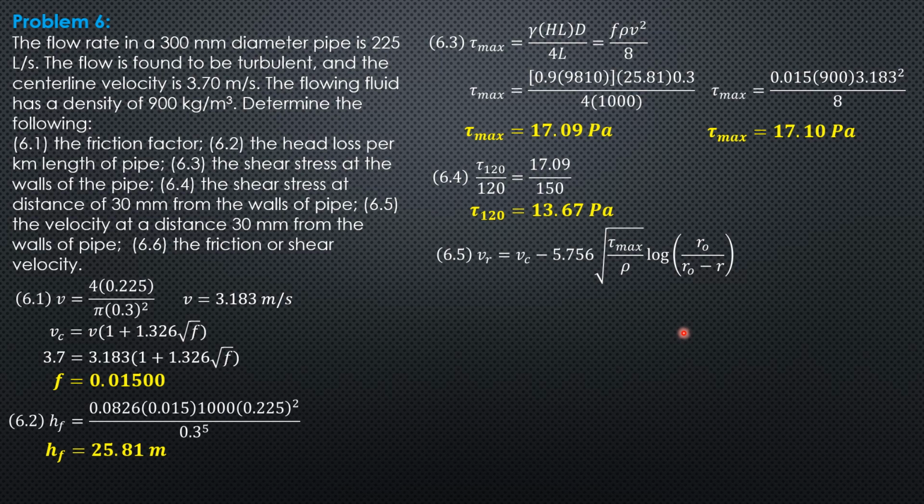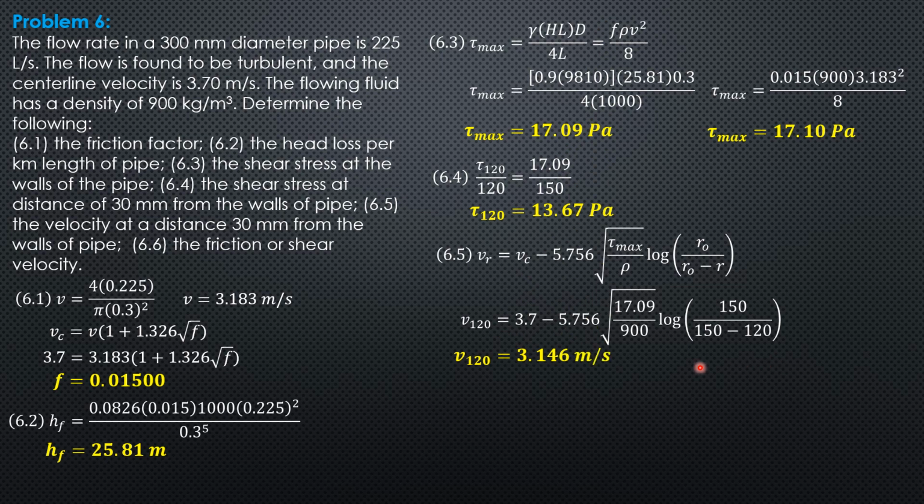So substitute: V sub 120 equals 3.7 minus 5.756 square root of 17.09 over 900, log of 150 over 150 minus 120. So solving for velocity, it is 3.146 meters per second.